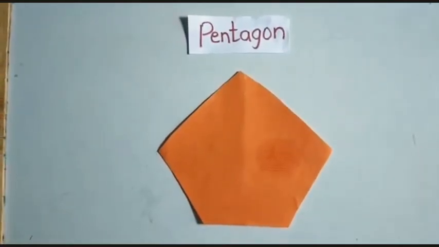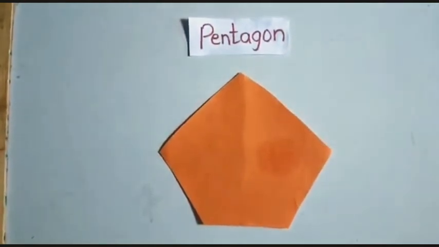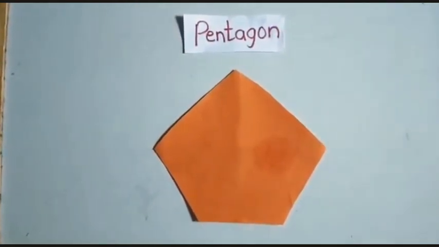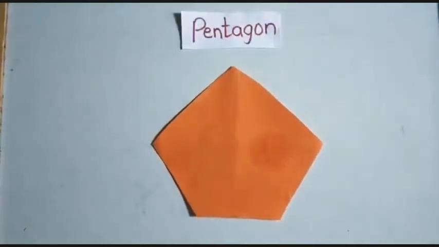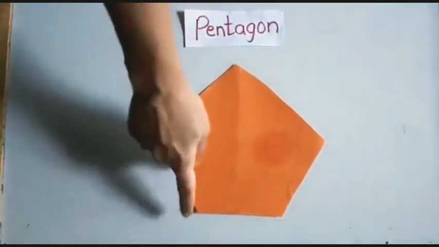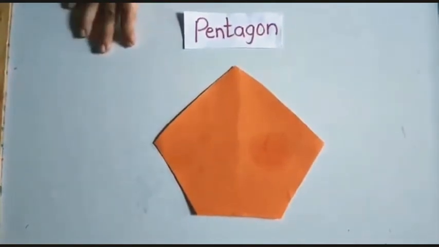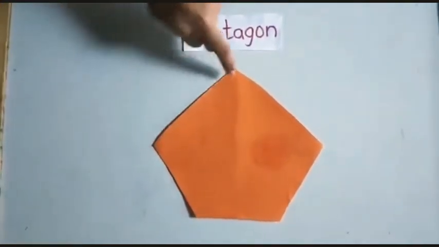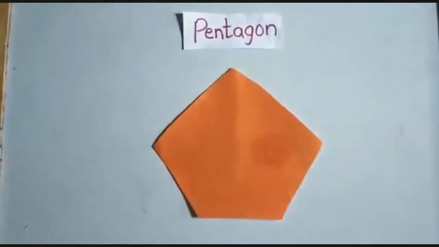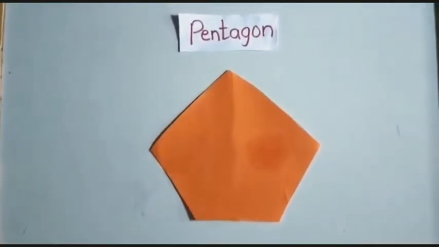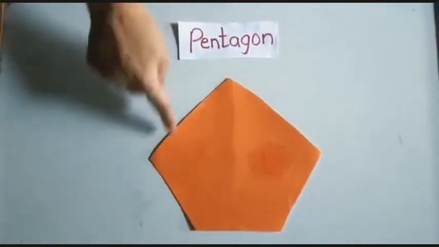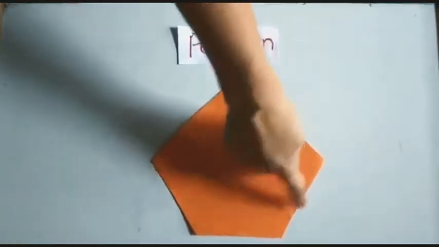Children, this is a shape called pentagon. Which shape is this? Pentagon. Pentagon looks like this and it has so many corners. We'll count the corners. 1, 2, 3, 4 and 5 corners. How many corners does it have? 5 corners and it is made up of 5 lines. 1, 2, 3, 4 and 5.